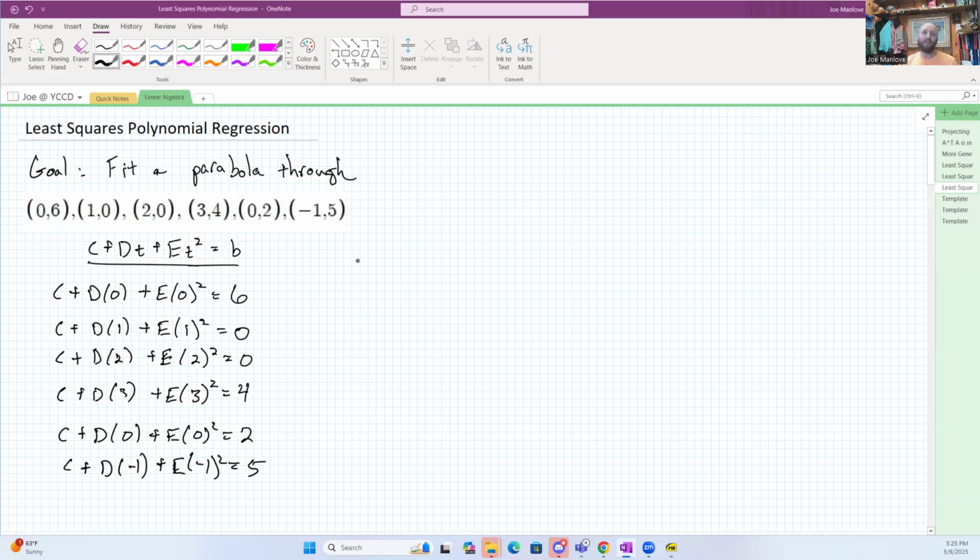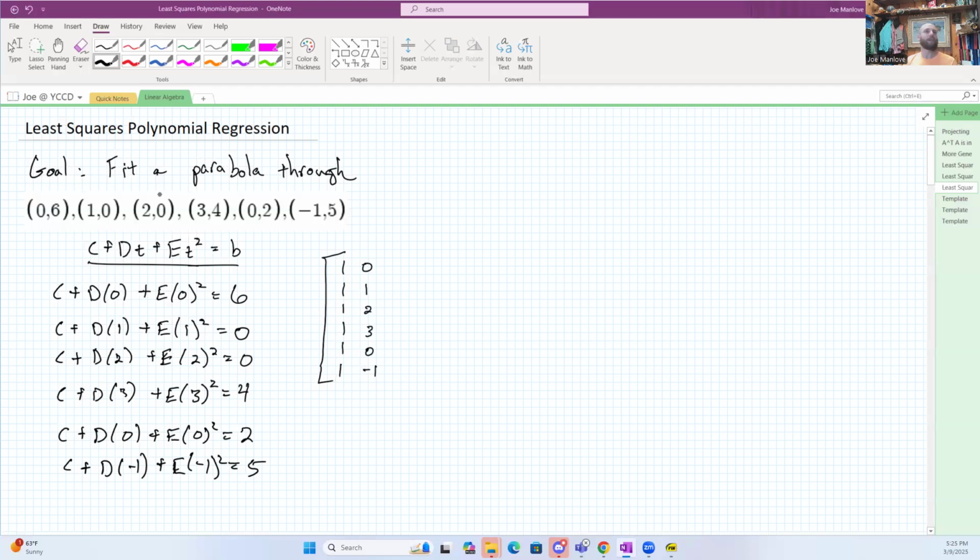Now, the easy thing here is I just want to write a matrix equation. So my matrix equation is going to look like this. I have coefficients on c's: 1, 1, 1, 1, 1, 1. I have coefficients on d's: 0, 1, 2, 3, 0, -1.